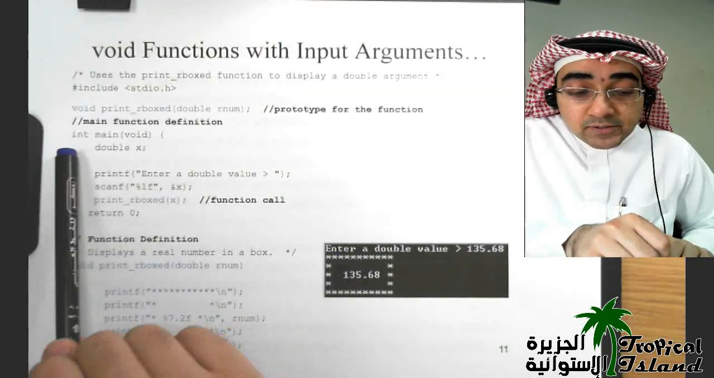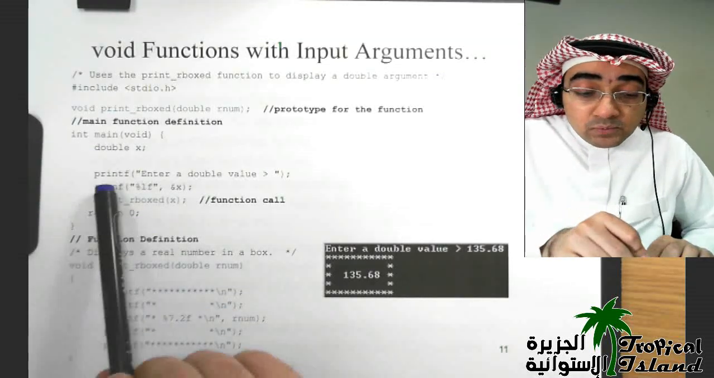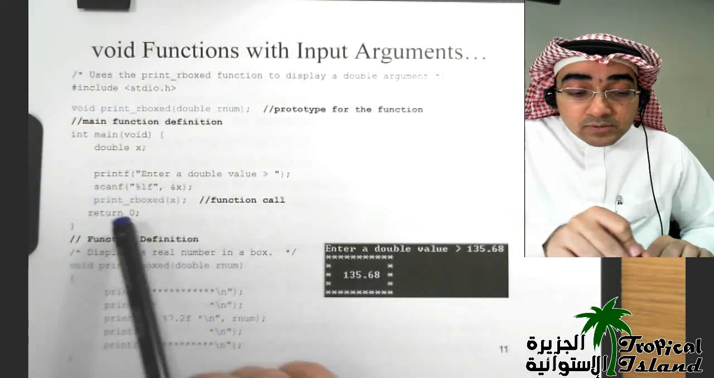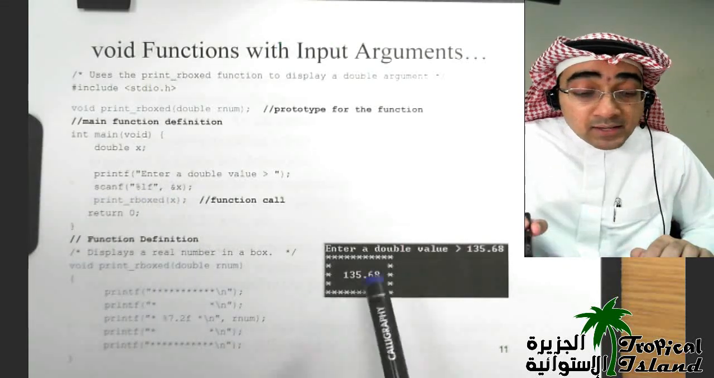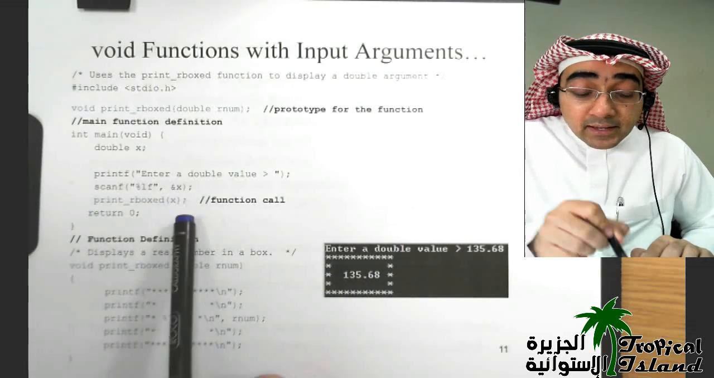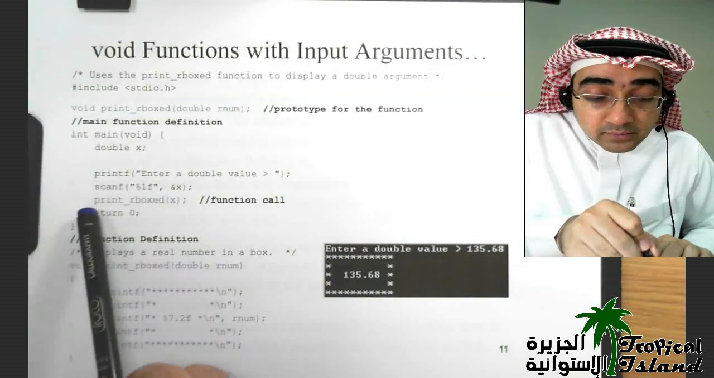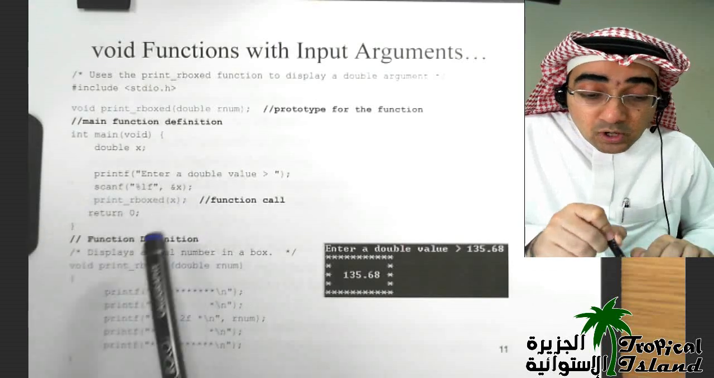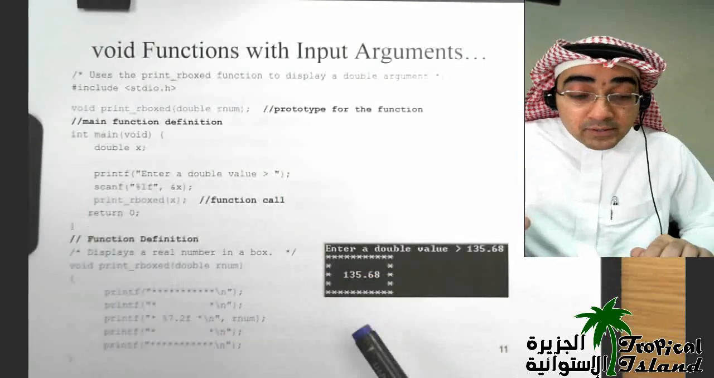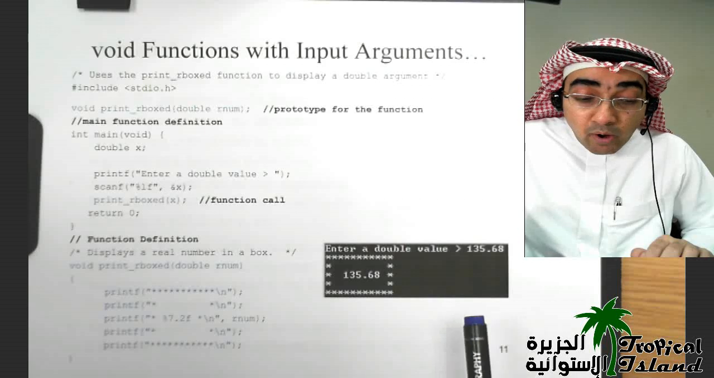Then I go to the main function. In my main function, I define a double variable x, and then we ask the user to enter a number, and we read it and store it into x. So we use scanf with %lf and the address of x. Then we call the function print r boxed with x. Notice over here we did not put any void. The return type is not specified when we call a function, and we pass it the value of the variable x, which was entered by the user. So we took the input from the user and passed it to the function print r boxed.